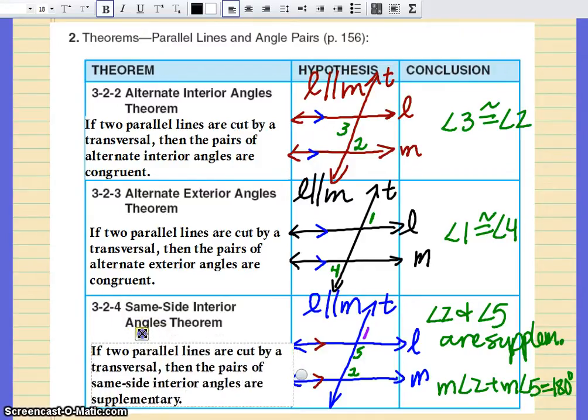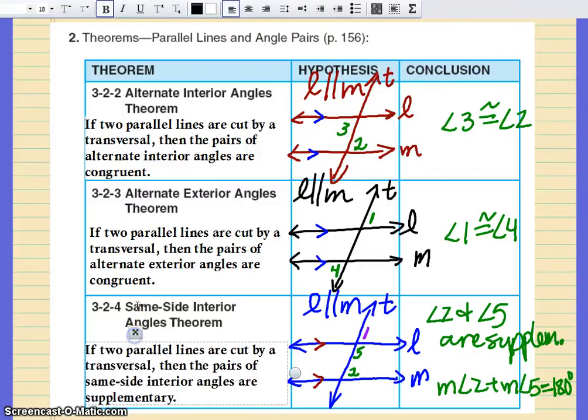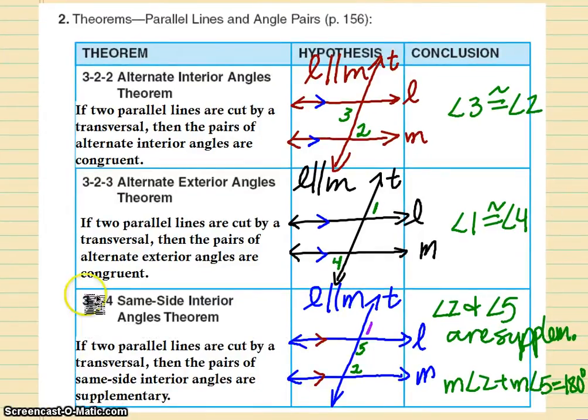So we've got this basic thing happening here. So we've got these 3 theorems plus the postulate, and we'll get to that later. But again, the same side interior angles are not congruent. They're supplementary. Everything else is congruent, so it's pretty easy to remember. And we've got that. So we'll do one that does all of them together in just a minute.